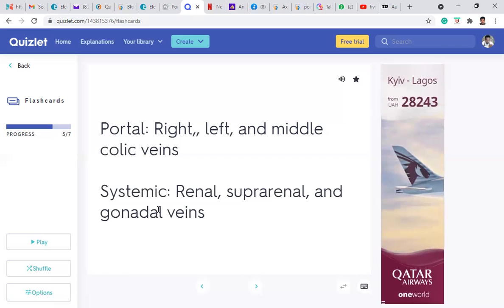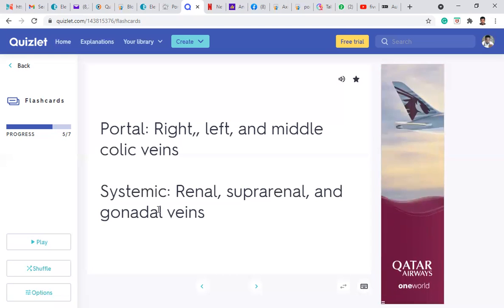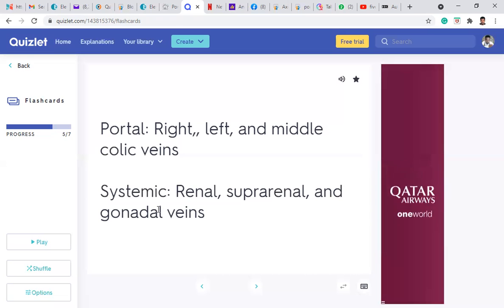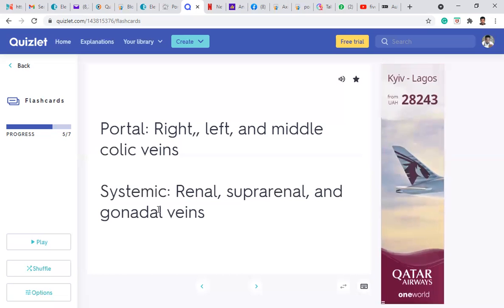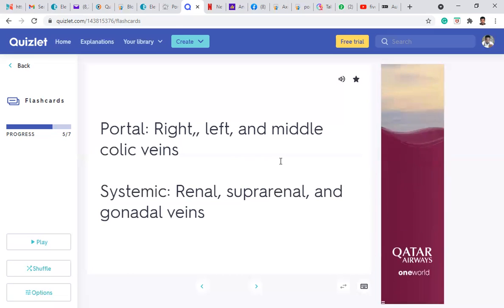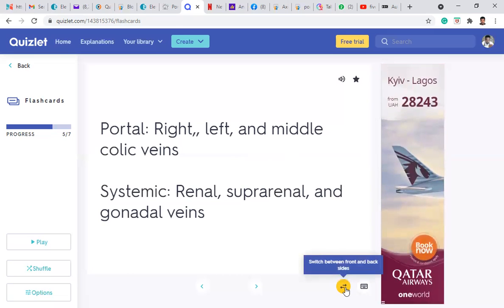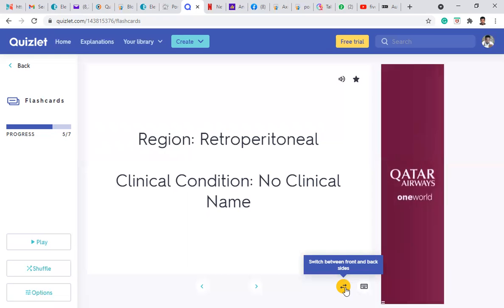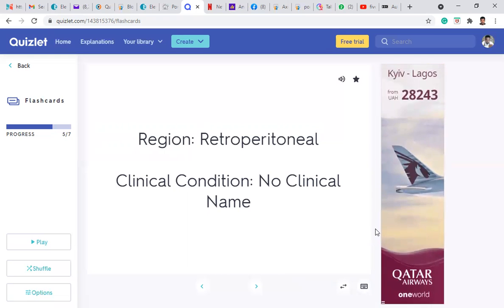So the first three are the most important ones: the esophageal region, the paraumbilical region, and the rectal region. These ones have clinical symptoms that you see in portal hypertension, but the retroperitoneal region does not really have any clinical symptom if there is portal hypertension.